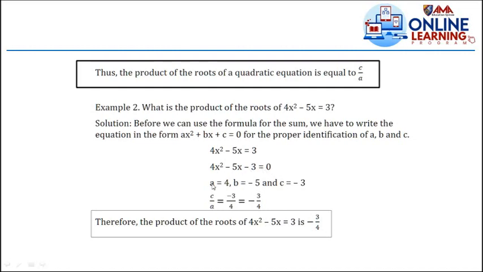So, therefore, your a is equal to 4, your b is equal to negative 5, and your c is equal to negative 3. And for the product of the roots, we have c all over a. So, negative 3 all over 4. Therefore, the product of the roots of 4x squared minus 5x is equal to 3 is negative 3 all over 4. Okay?